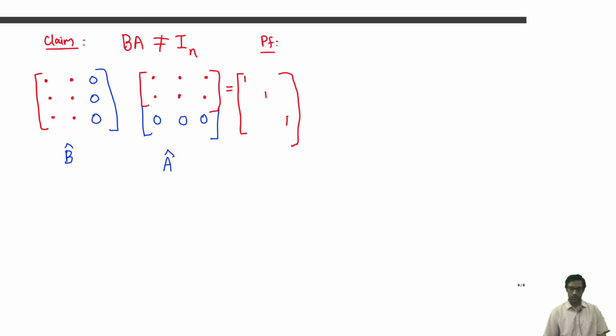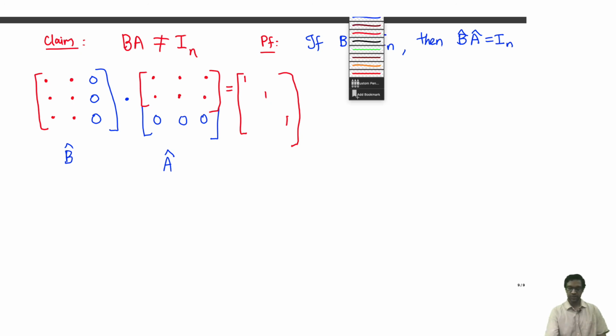Okay, so let's see. I claim that the same equation holds if BA is identity. So if BA is identity, then I claim that B hat A hat is also identity, where B hat and A hat are just the augmented matrices. So I made both n cross n. Why is this? Well, just observe the definition of how you would do matrix multiplication.